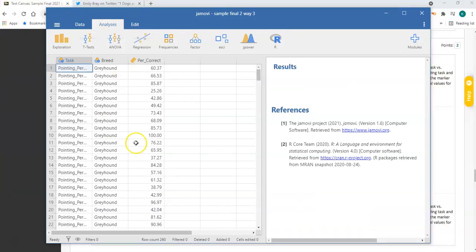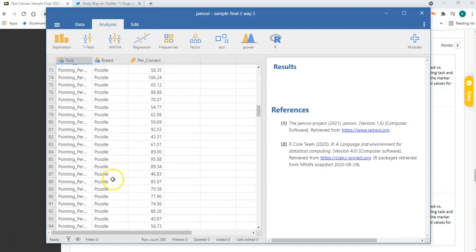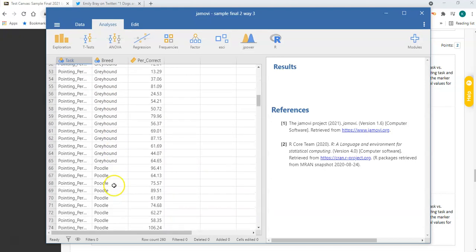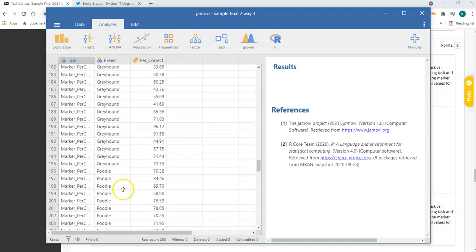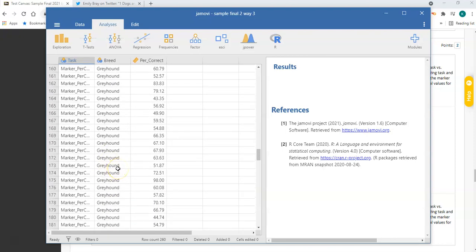So I had to make this data set, and I used to have a greyhound, so I chose that as one of the breeds, and then another one is the poodle, and then there's two different tasks. They're performed, and you have different dogs in each task. So you have a bunch of greyhounds performing the pointing task, a bunch of poodles performing the pointing task, a bunch of greyhounds performing the marker task, and then a bunch of poodles. You got the 2x2. Okay, so now we want to analyze it, of course.